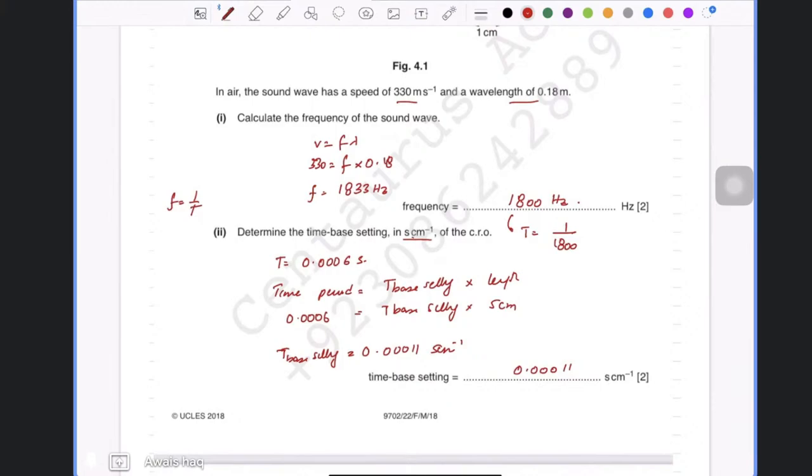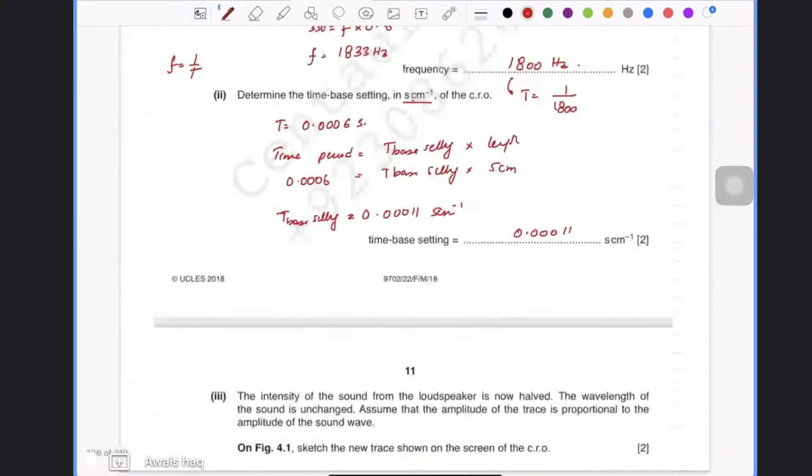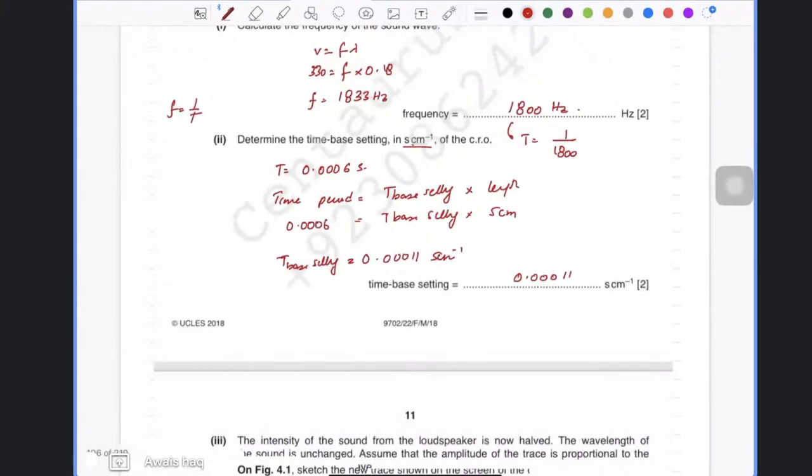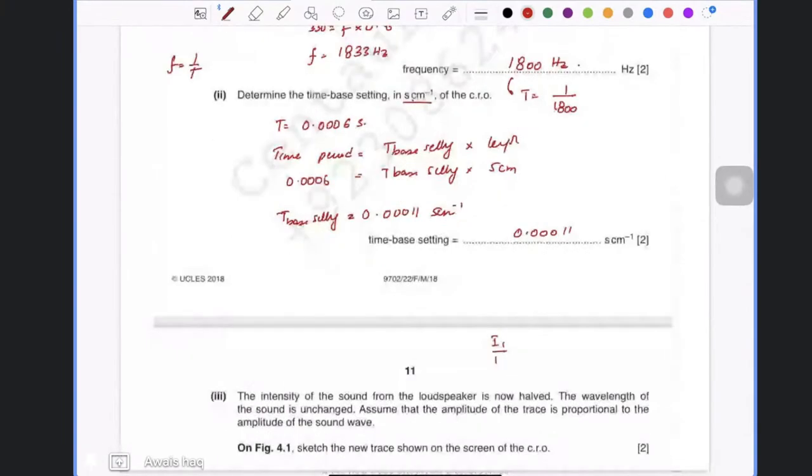Now, in the next question, which is even better, it says the intensity of sound from the loudspeaker is now halved. The wavelength of the sound is unchanged. Assume the amplitude of the trace is proportional to the amplitude of sound wave. Sketch the new trace on the CRO. So intensity is halved, okay? So we're gonna use the formula I1 over I2 equals A1 squared over A2 squared.